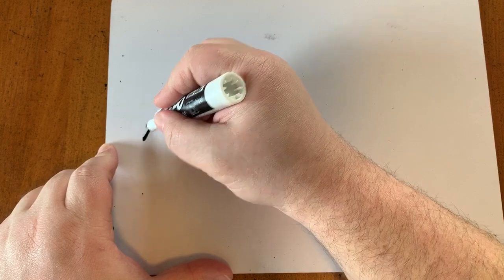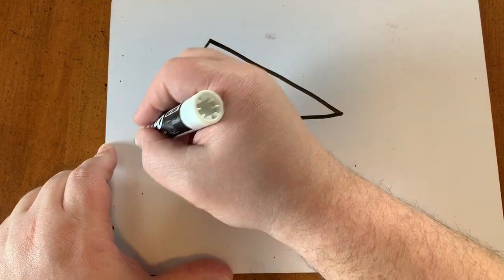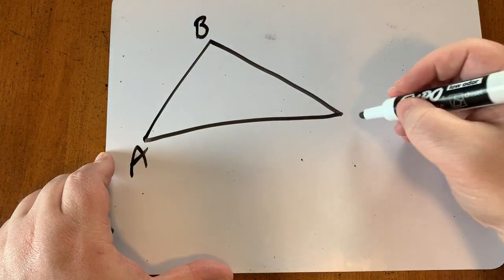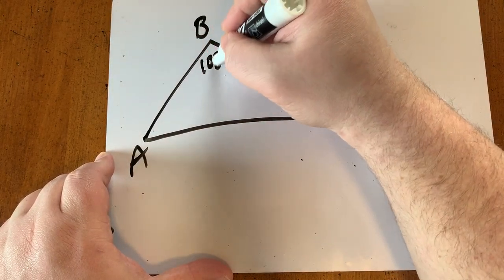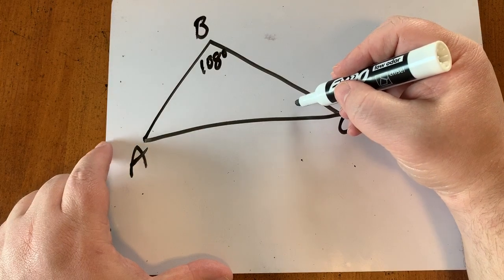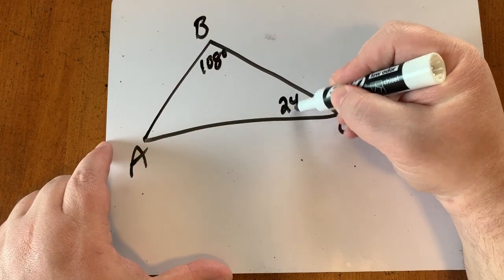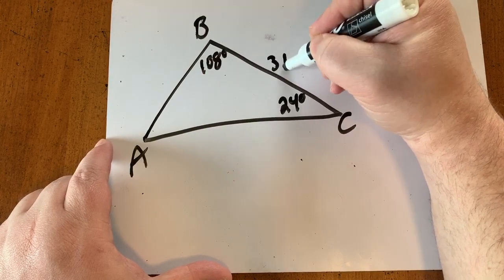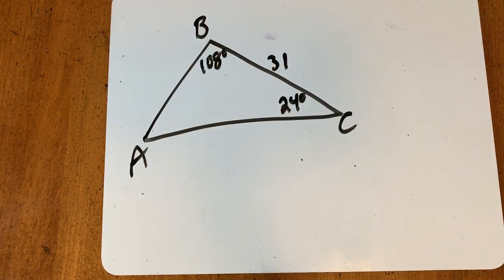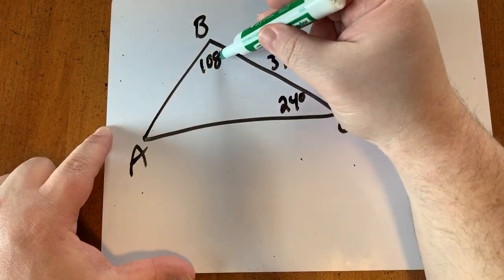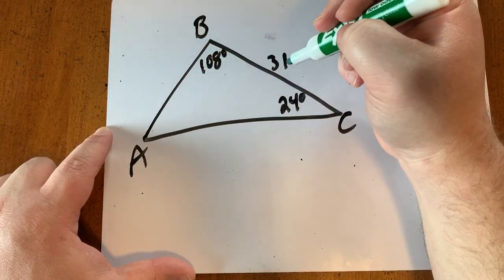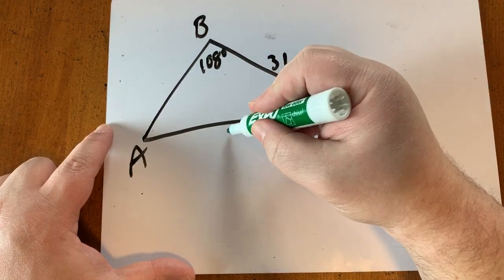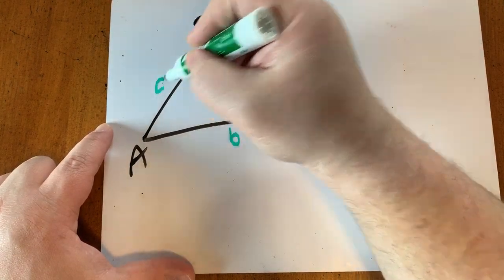So let's say we had triangle ABC like this. That's 108 degrees, and this will be 24 degrees. And let's say this is 31. So we have angles B and C. We don't know angle A. We have side A, but we don't know side B. And we don't know side C.